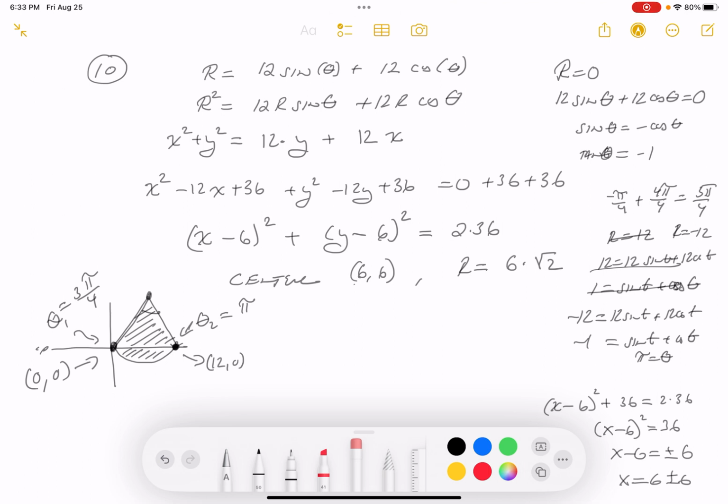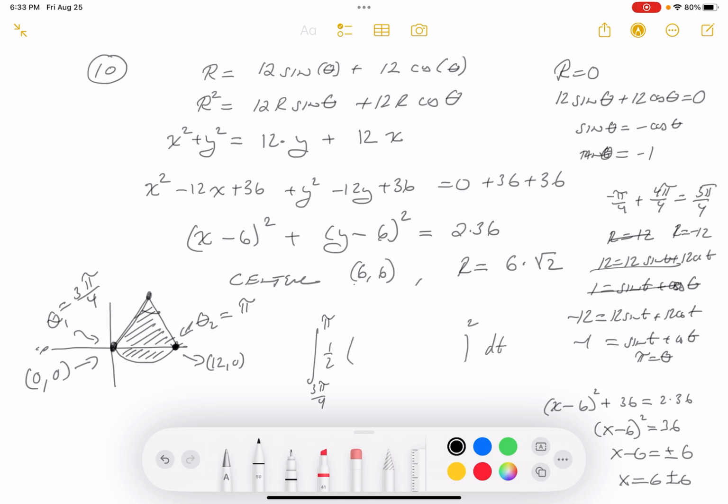Let me see. Find the area of the part of the circle in the fourth quadrant. Let's write it down. We're going to start at 3 pi over 4 to pi, 1/2 d theta, r squared.